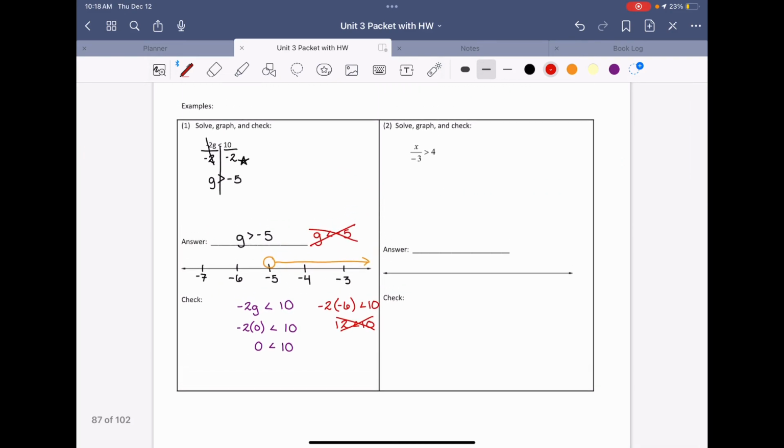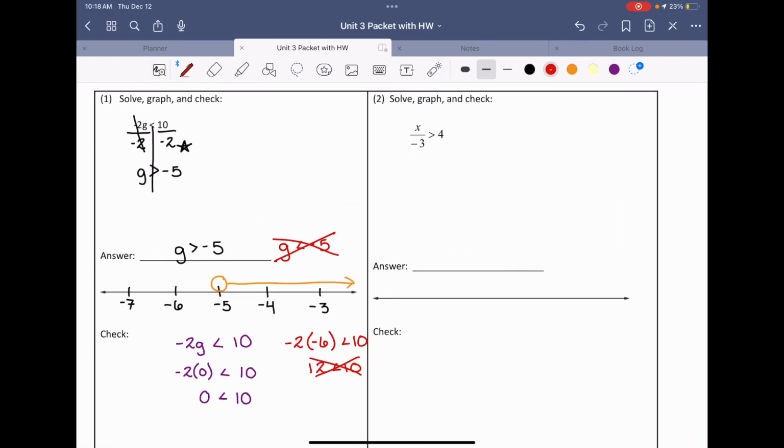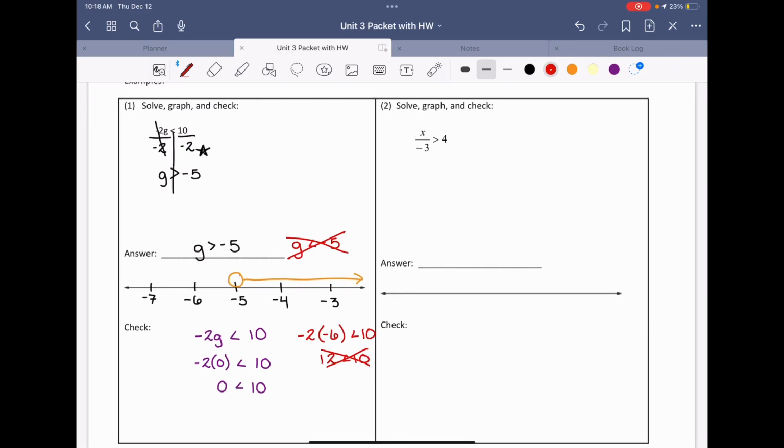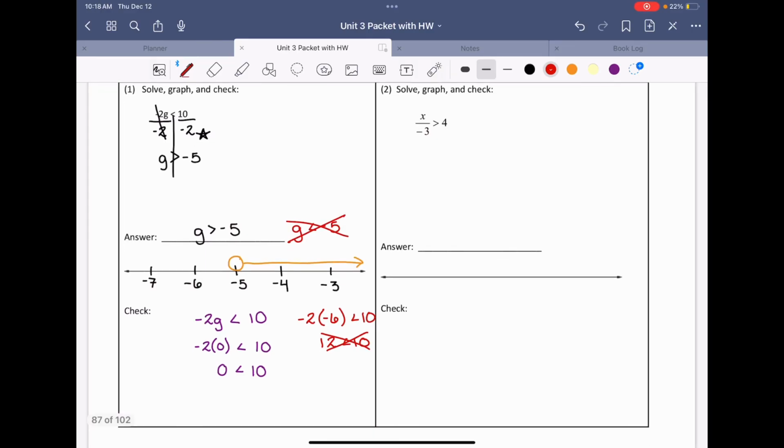Okay? All right, I'm going to have you go ahead and pause the video and try number 2. So try number 2 on your own, solve, graph, and check it. When you're all set, go ahead and unpause the video and check your work. All right, so we are going to be multiplying by negative 3 on both sides. Remember, we are multiplying by a negative, so we have to change our symbol. So x is less than negative 12 should be our answer.